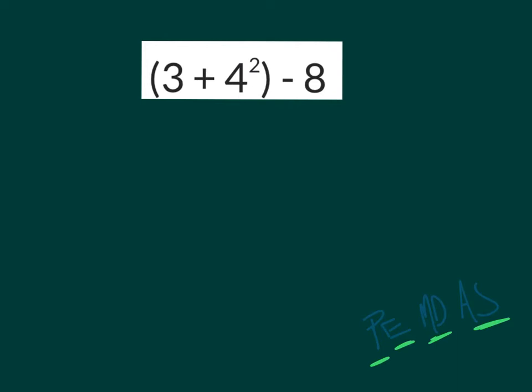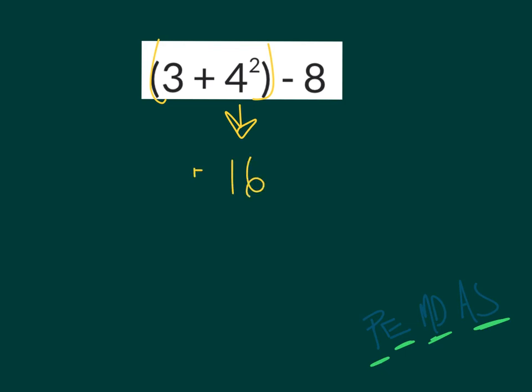According to order of operations, we want to start off with doing our parentheses first. In our parentheses, we have 3 plus 4 to the second. Within our parentheses, we want to also continue to follow the order of operations. I wouldn't want to do 3 plus 4 first because that comes after the 4 to the second. 4 to the second is the same thing as 4 times 4, which is 16.